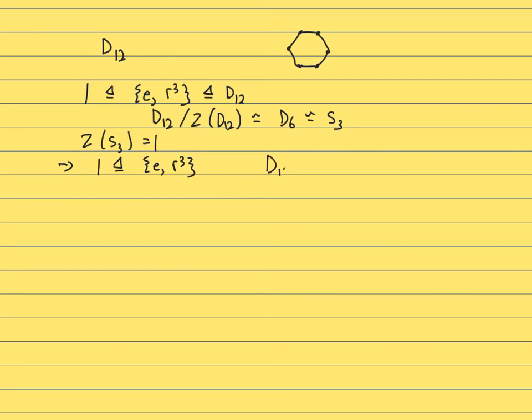So D12 is not nilpotent. By the same token, whenever the order is of the form 2 to the k times an odd number, the dihedral group is not nilpotent. Even though you can prove later that it is in fact solvable. So this is an example of a solvable group that's not nilpotent. So there is in fact a distinction between the two.